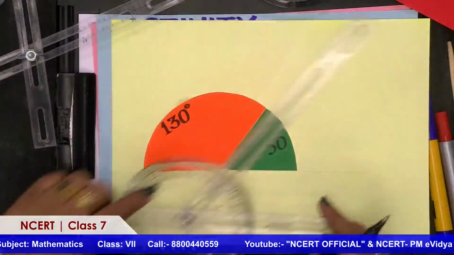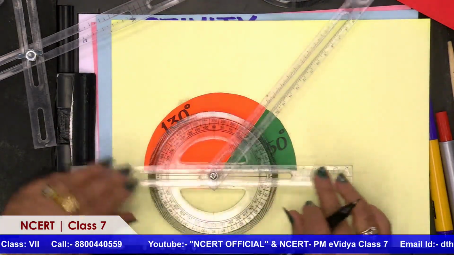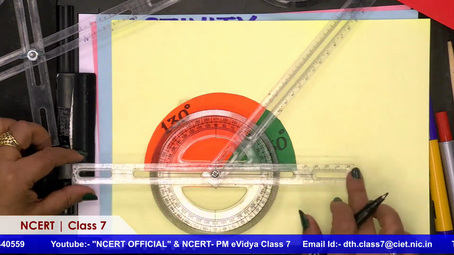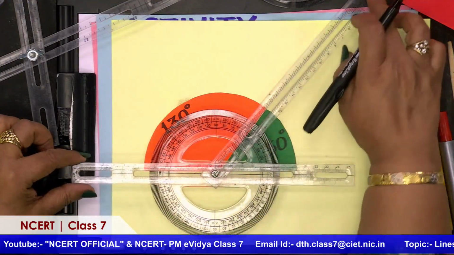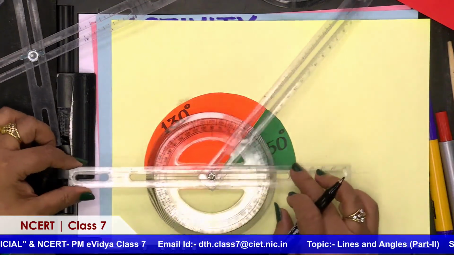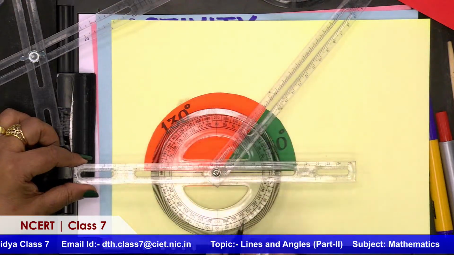Now, here children, I have adjacent angles. One more property we will discuss. See, this is a straight line and this is a ray standing on it. So, this is an acute angle. Here it measures out to be 50 degrees. So, what will be the measure of this angle?